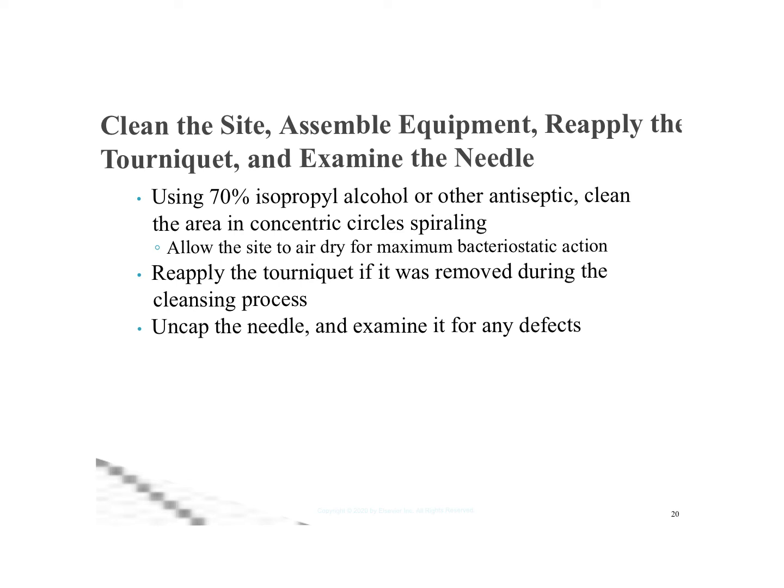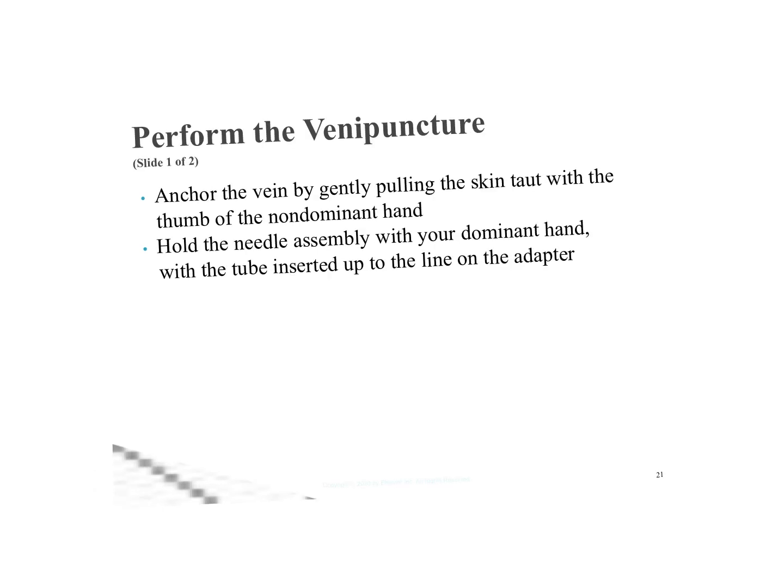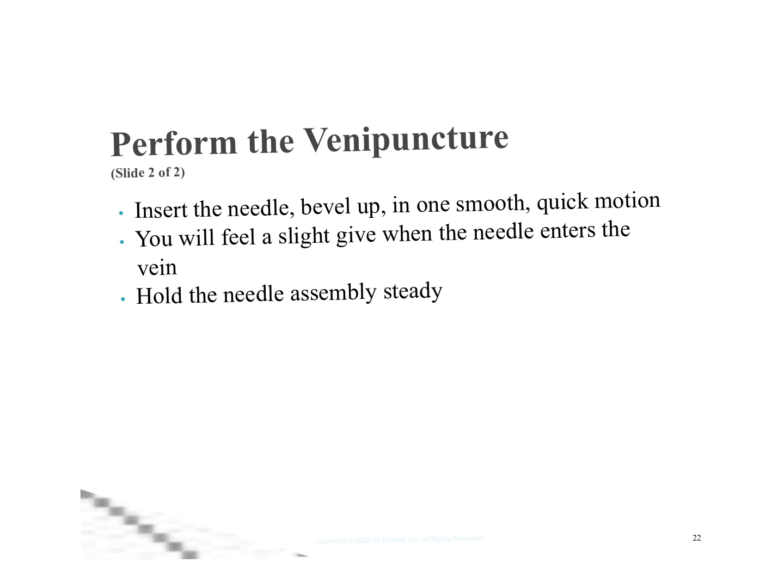Uncap the needle and examine it for any defects. Very, very important step. We would want to anchor the vein by gently pulling the skin taut with the thumb of the non-dominant hand. Hold the needle assembly with your dominant hand with the tube inserted up to the line on the adapter. We want to make sure we insert the needle bevel up in one smooth, quick motion. You will feel a slight give when the needle enters that vein, and hold the needle assembly very steady. Again, like I showed you, to keep that nice, steady, in-control grip there.